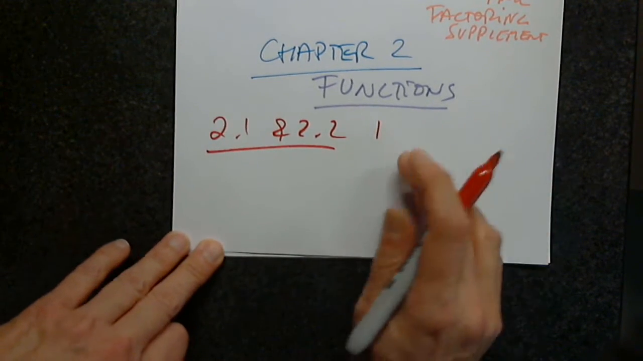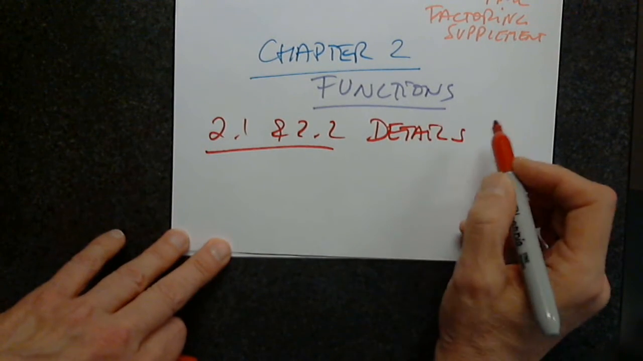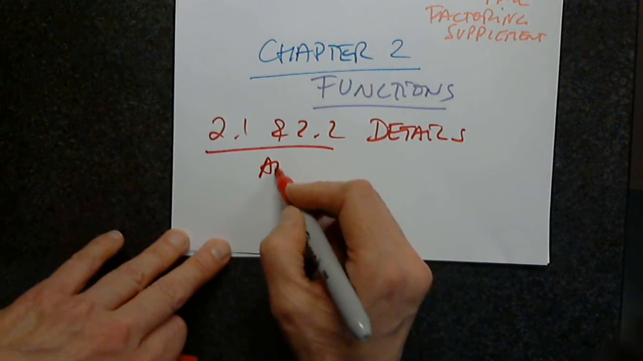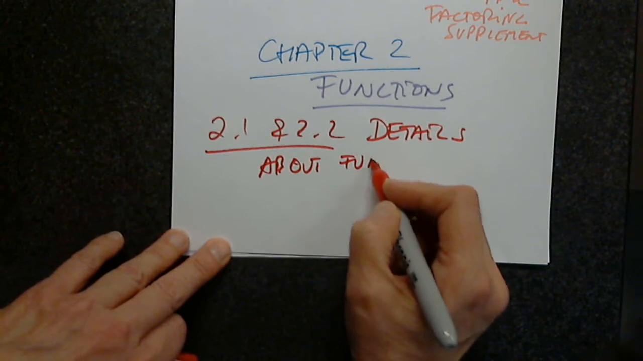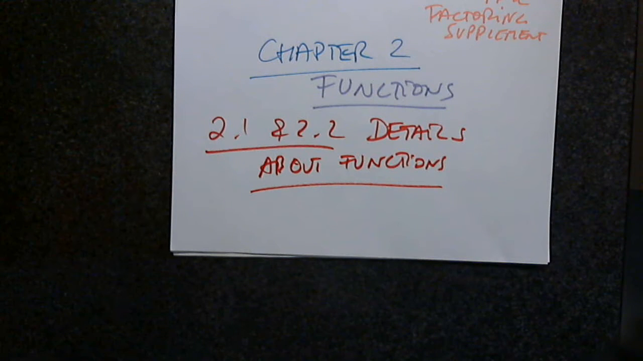This is all about details about functions. What details? Anything that we can read from a graph. What a function means or is. Domain and range. If the function is increasing or decreasing. If the function is constant. If the function is symmetric. So details like these.